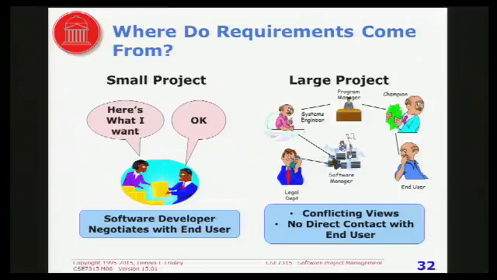In practice, maybe the end user talks to this guy who talks to this guy who talks to this guy who talks to this guy, and by the time it went through 5 people, you're not necessarily getting the same story that the end user produced. And this is, unfortunately, a part of reality. You get conflicting views. You don't necessarily have contact with the end user. And so you have to be flexible enough to realize that maybe you don't understand the requirements as well as you should.